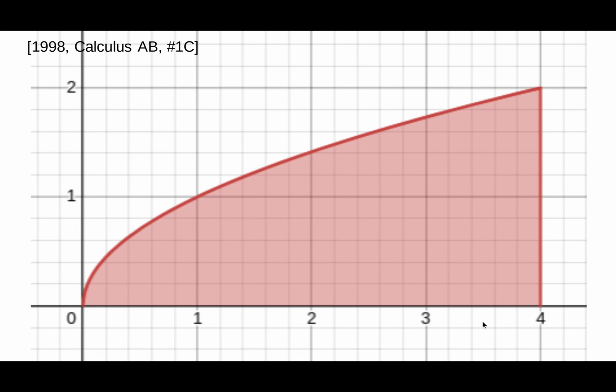This question is from the 1998 exam. It's question 1, and it is calculator active. The question introduces a region R bounded between the graphs of y equals the square root of x, the x-axis, and then the vertical lines x equals 0 and x equals 4. And for reference, this is the region R in question.